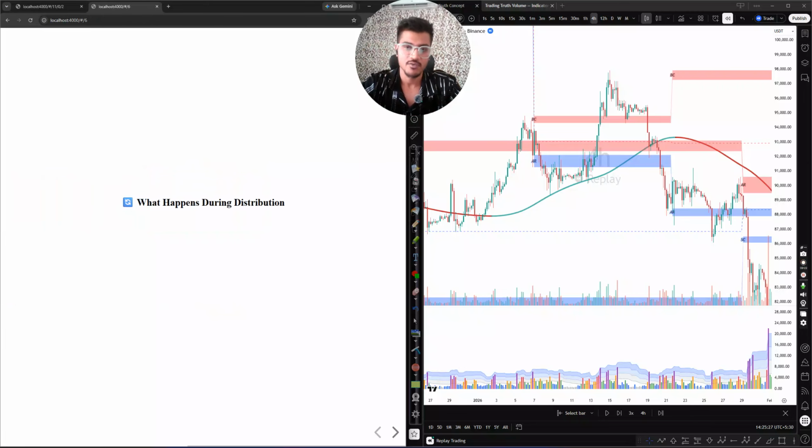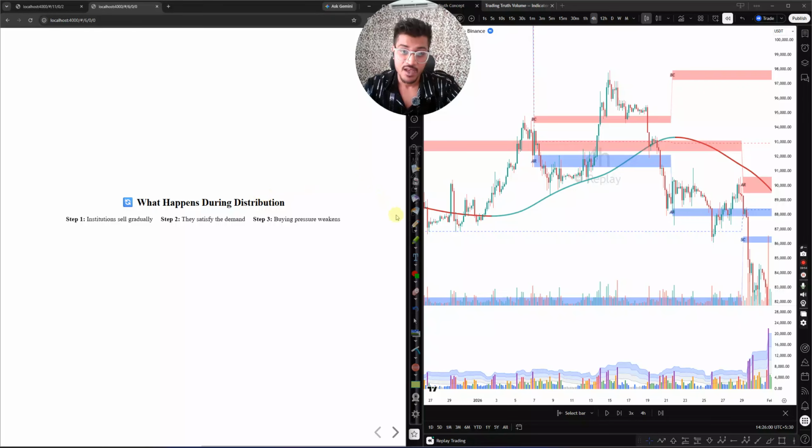Just remember the concept I'm trying to teach you. What happens during distribution is, first of all, institutions sell gradually, just as institutional buyers buy gradually. Step 2 is that they are satisfying the demand. All that demand is satisfied around here. You can see this big volume. Third is that the buying pressure weakens.